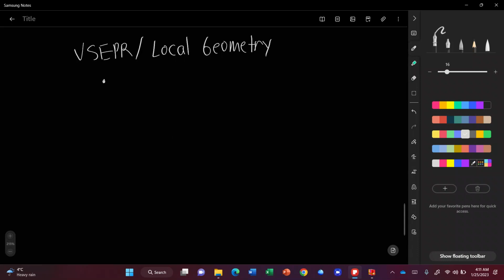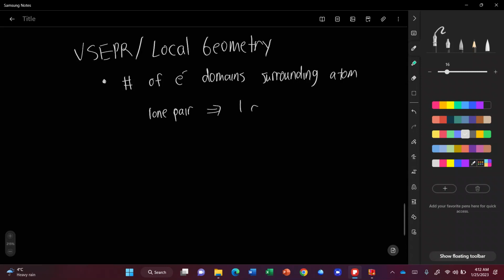So in order to do this, what you need to do is figure out the number of electron domains surrounding an atom. And this is easier than it sounds, I promise. Surrounding an atom, okay? So a lone pair counts as 1 domain. And a bond, any bond, so it doesn't matter if it's a single, a double bond, or a triple bond, they all count as 1 domain. Alright?